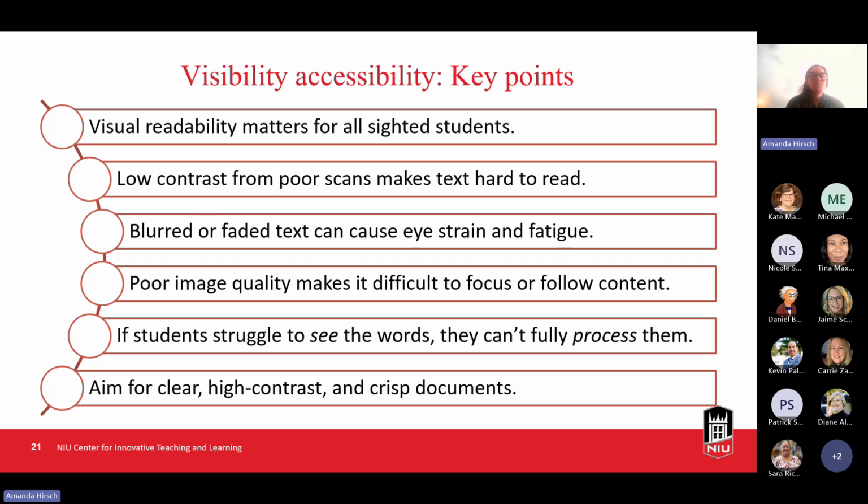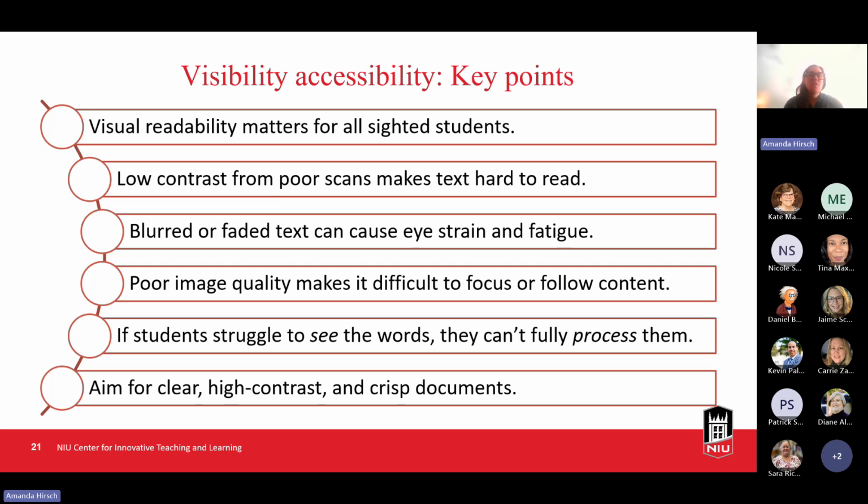Poor image quality can also affect focus and comprehension. If the document appears fuzzy or uneven, readers might lose their place more easily. They might struggle to follow the flow of the material. There are a few practical ways to reduce these issues. Whenever possible, and again, not always possible, it's better to export documents directly from the original source file like Word or PowerPoint rather than scanning a printed document. That preserves clean, high contrast text.